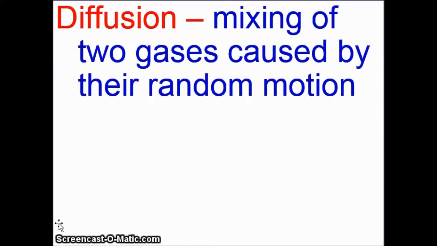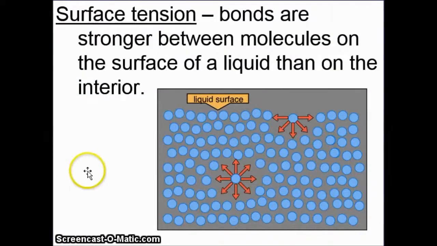Alright, so let's look at a couple of different properties and processes that are caused by these intermolecular forces, the forces between molecules. The first one that I want to look at is surface tension. The surface tension of a liquid is due to the bonds that are stronger between molecules on the surface of a liquid rather than the interior. So if we look here, on the surface, these bonds are a lot stronger than on the interior molecules. And the stronger the intermolecular forces, the higher surface tension that you can have.